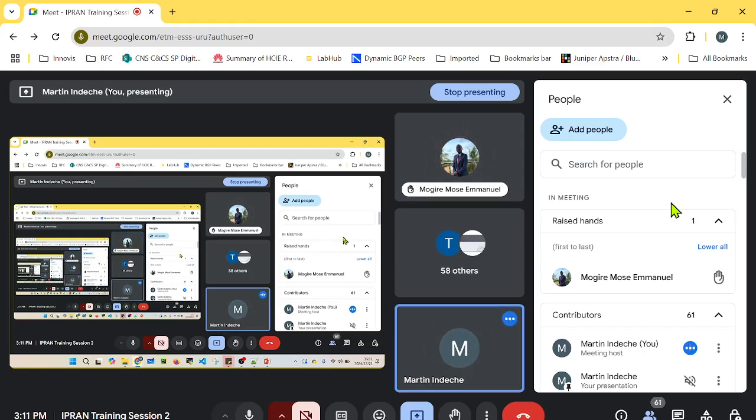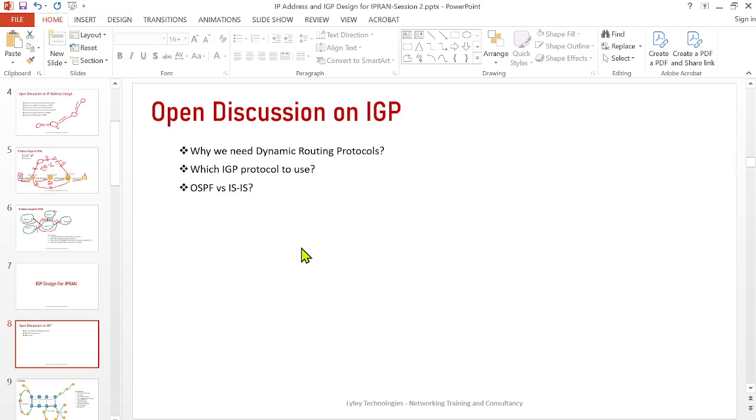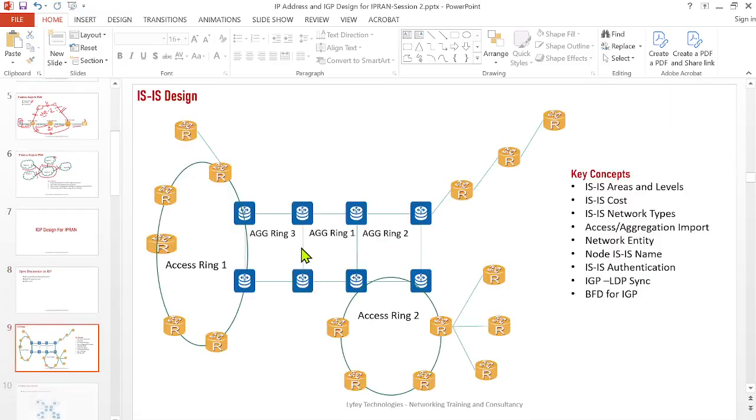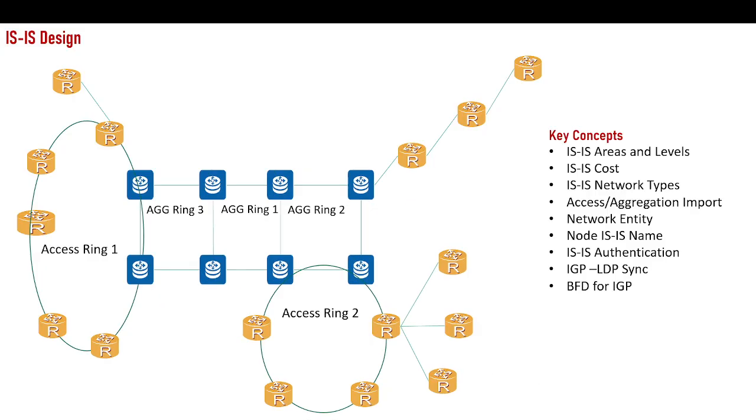Anyone else? With an addition? Okay, so ISIS is a link state protocol. It's the same as OSPF, which is also a link state protocol. So when we go to the ISIS design now, there are some key concepts that we need to have in mind when we are designing ISIS for our IPRAN network.